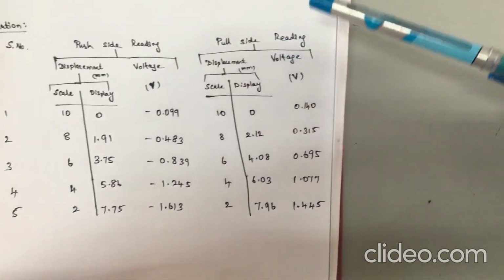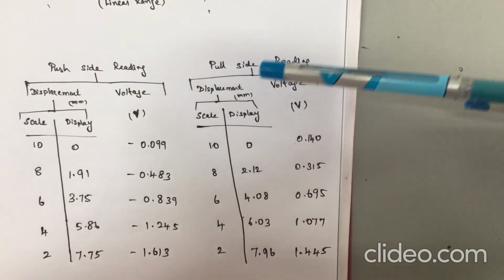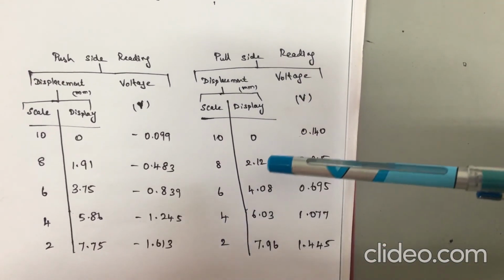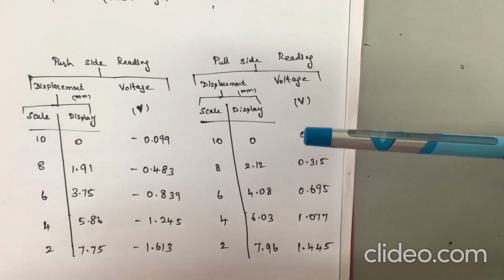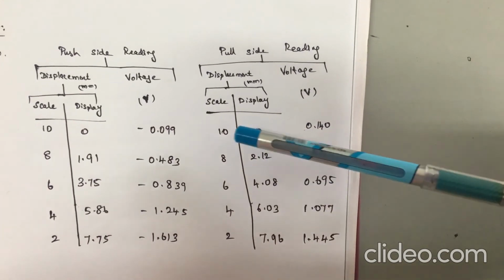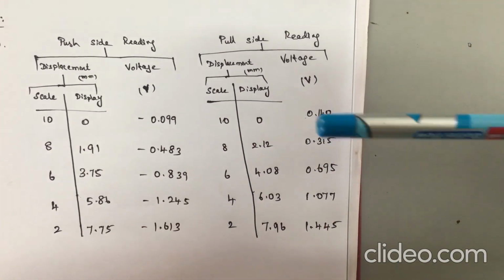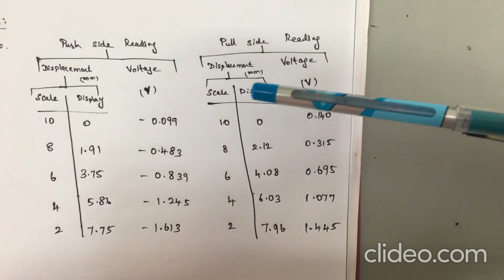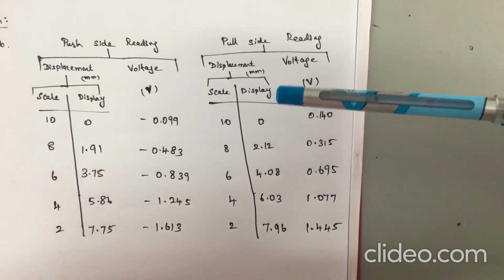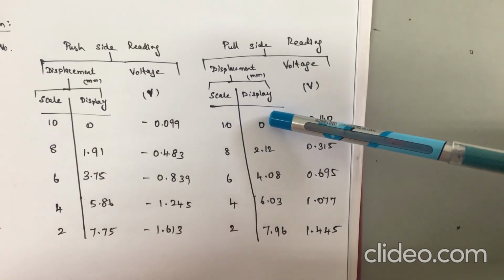In the same way we have to observe the readings of the pull side reading. In that scale we have 10, 8, 6, 4, 2. While explaining the kit we said the values will be 10, 12, 14, 16, 18, 20. For our better understanding we have noted them as 10, 8, 6, 4, 2 as a scale adjustment, we have noted it like this, right? Here it is nothing but 10, 12, 14, 16, 18 like this. Here we have observed the values in the screw gauge reading as well as the display reading.